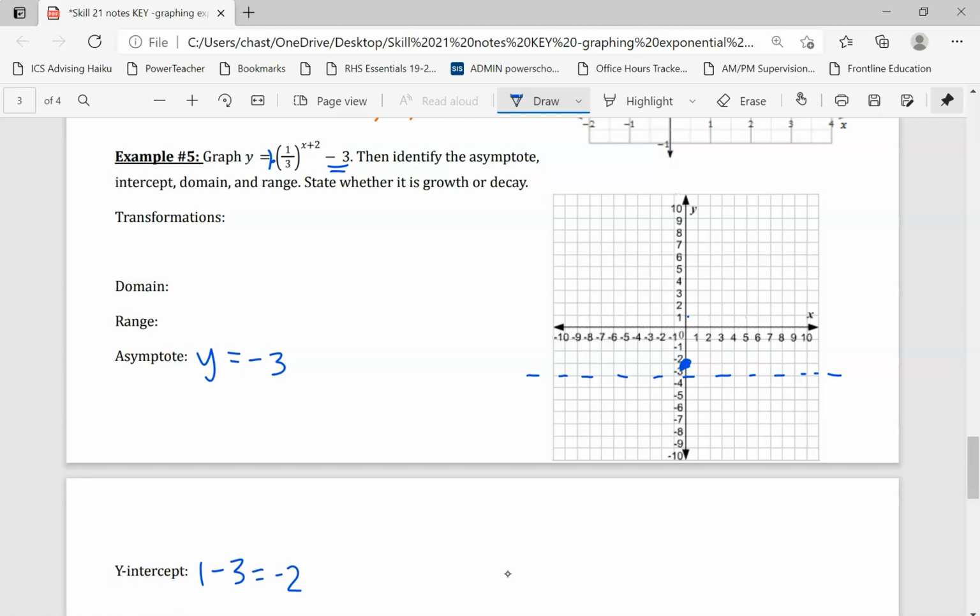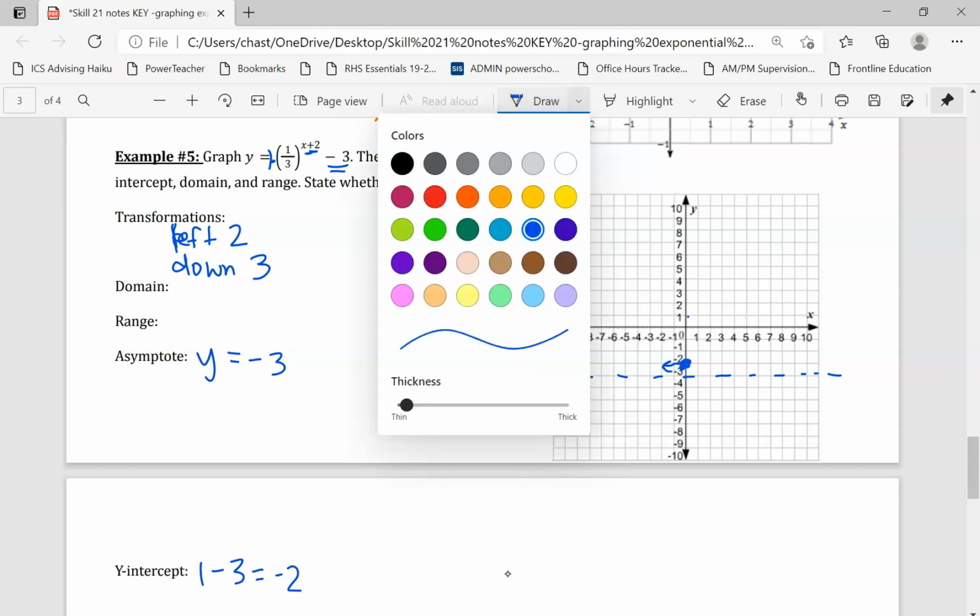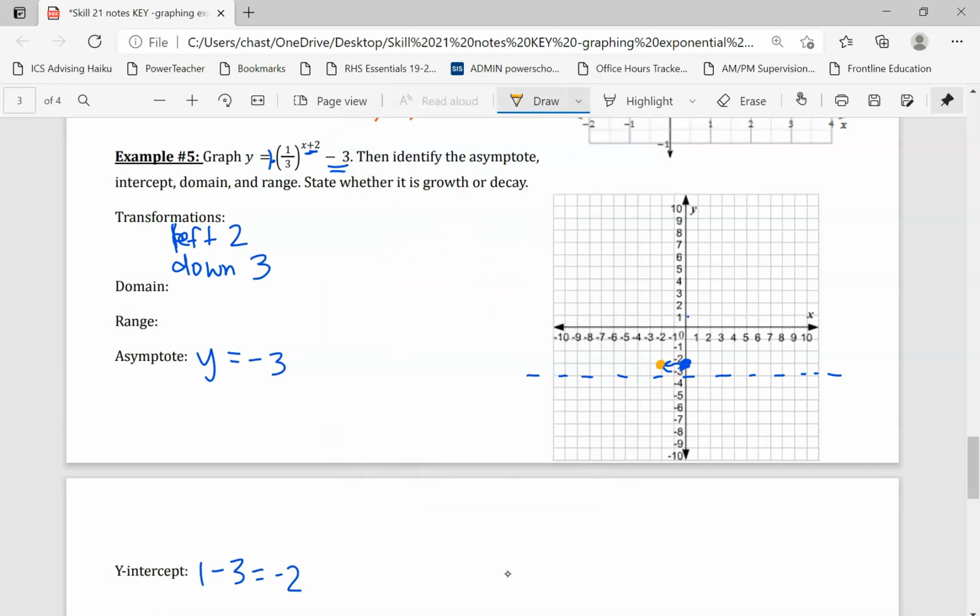Looking at this, we also know that we have to shift left 2. That minus 3 told me to go down 3. So my normal y-intercept would be here. I have to shift it left 2. And this b value tells me that I have decay. So that means that my graph is going to decay. Oh, shoot. I lost my point there. There we go. So it's going to look something like this.